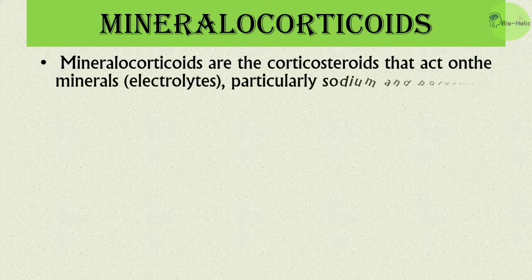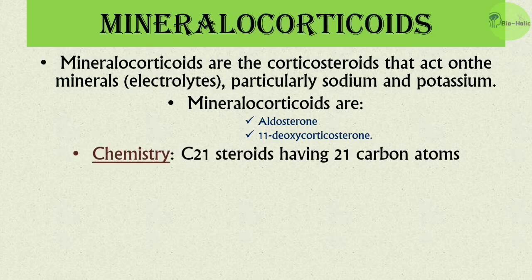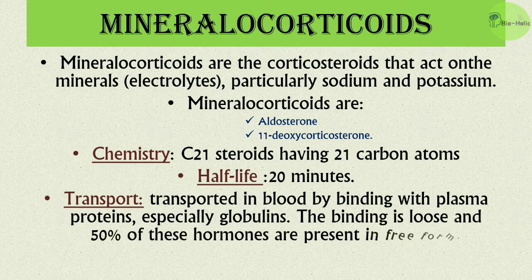Now the mineralocorticoids. Mineralocorticoids are the corticosteroids that act on the minerals or electrolytes, particularly sodium and potassium. Mineralocorticoids are the aldosterone and 11-deoxycorticosterone. Chemically, they are C21 steroids having 21 carbon atoms, and their half-life is about 20 minutes. And they are transported in blood by binding with plasma protein, especially globulins. The binding is loose, and 50% of these hormones are present in free form.